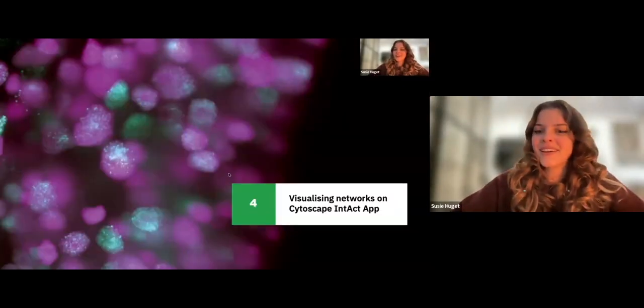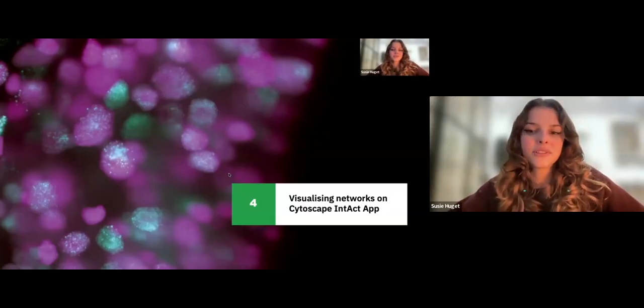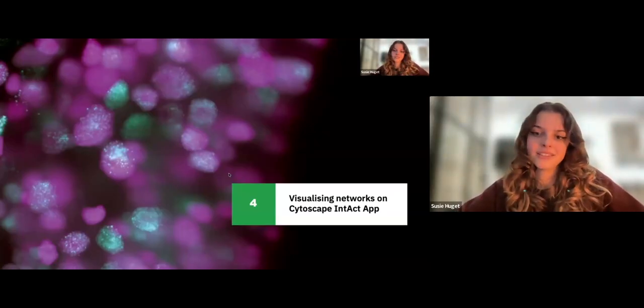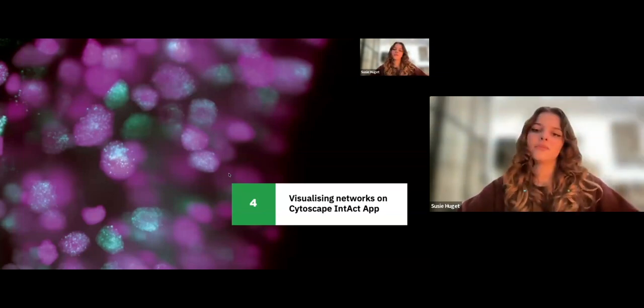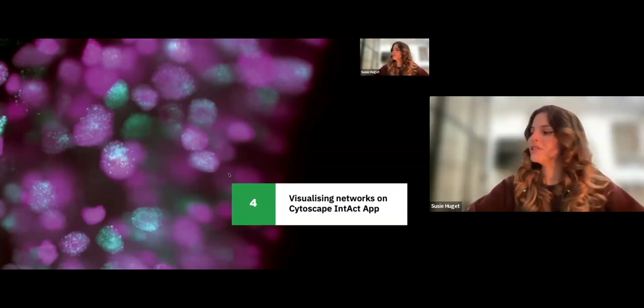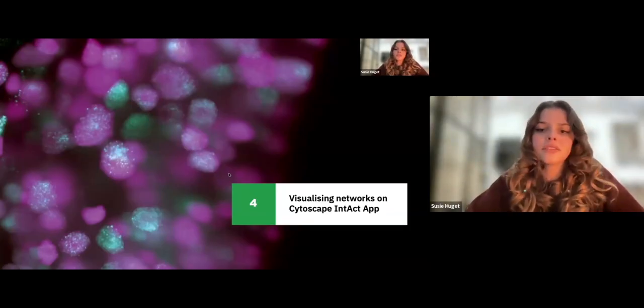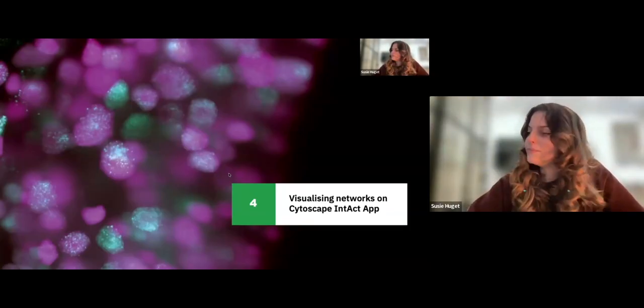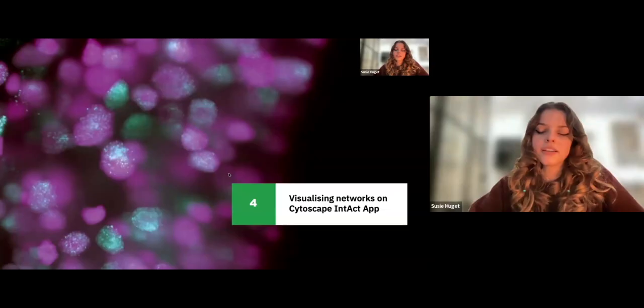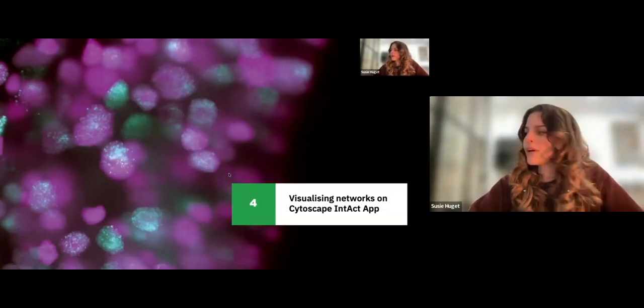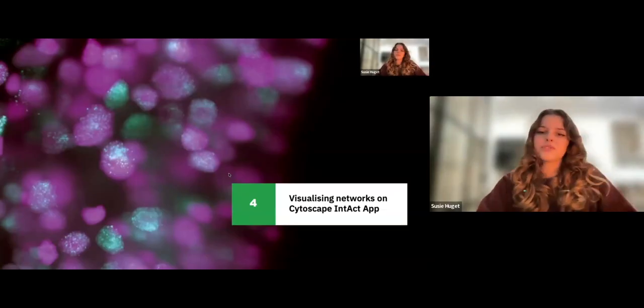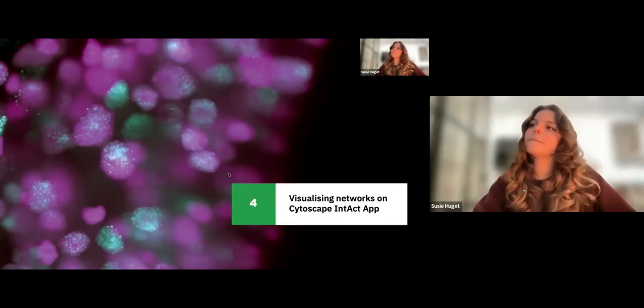Good afternoon, everybody. I'm Susie. I used to work for IntAct and the Complex Portal at the EBI. Now I'm a software engineer for a company in France. While I was working at the EBI, I worked on the IntAct Cytoscape app and also the IntAct backend. So I'm going to talk about the Cytoscape app.